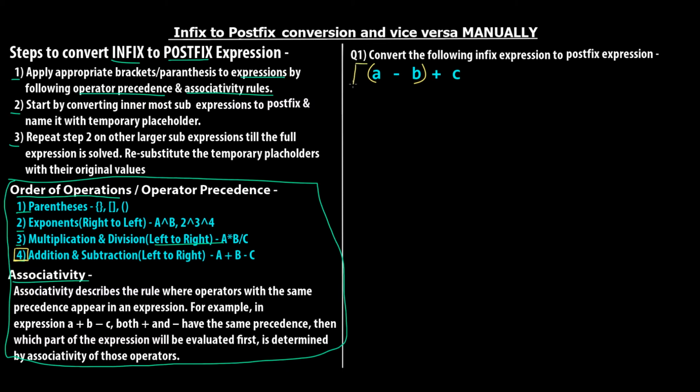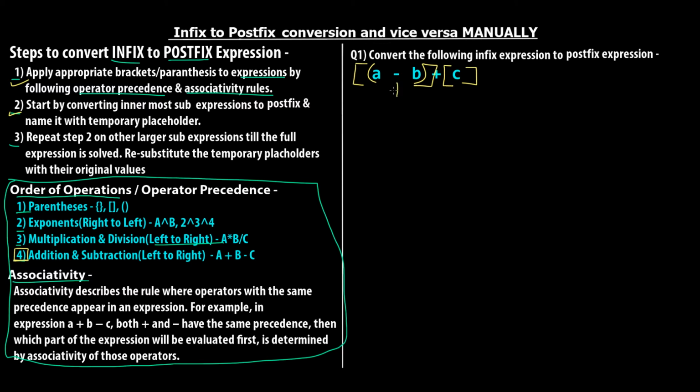So larger bracket would be this one and this one. So a minus b is the inner bracket which happens first. After that, whatever result we get from a minus b will be added with c. That's why the square bracket is the larger bracket. Okay. So step number 1 is done. Step number 2 says start by converting the innermost sub expression to postfix and name it with temporary placeholders. So the innermost sub expression that has to be converted first is a minus b, right?